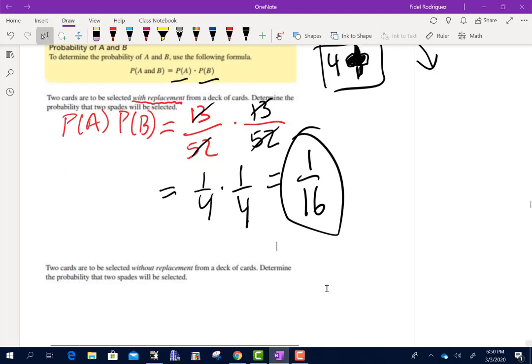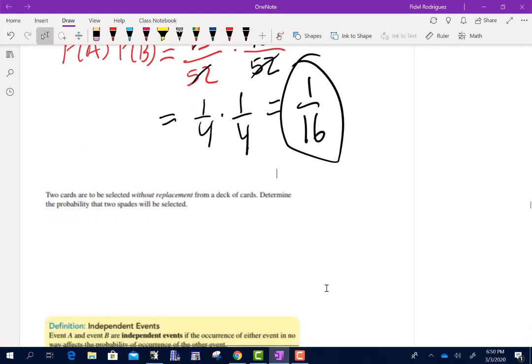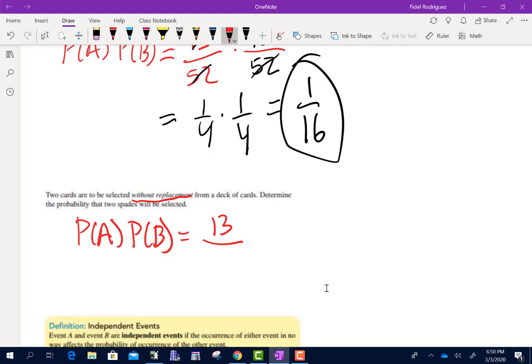All right, now look at the next part. It says 2 cards are to be selected without replacement, okay? What's the probability that 2 spades will be selected? Okay, so we're going to get a spade the first time, and we're going to get a spade the second time. Okay, so we already said that there's 13 spades, and we have 52 cards.